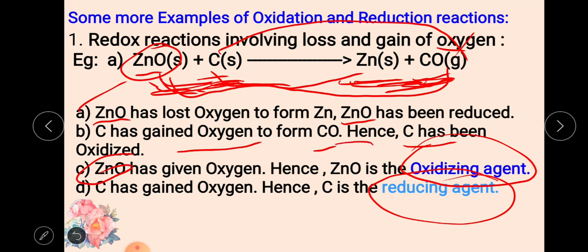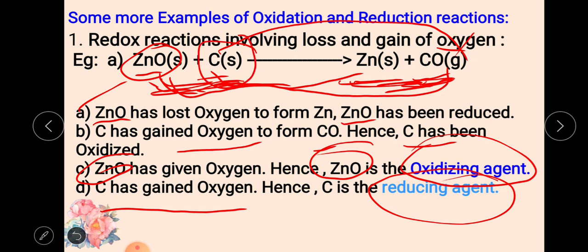So that zinc oxide is called the oxidizing agent. Agent means if zinc oxide doesn't have oxygen, then we will not call it an agent. Since it has oxygen, we call it an agent. It is an agent because it is giving oxygen to carbon monoxide.